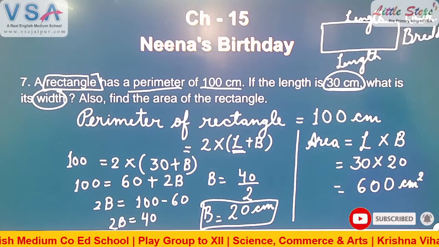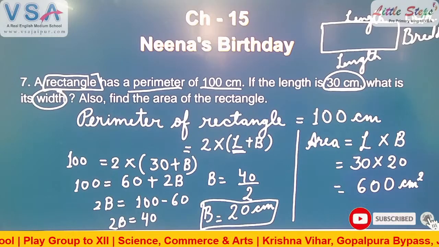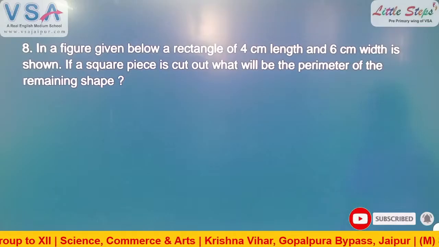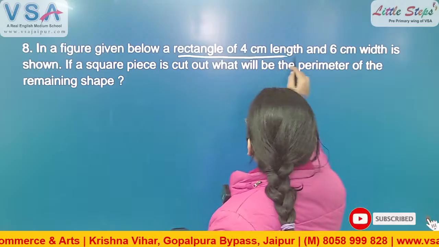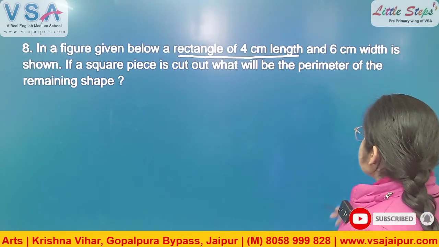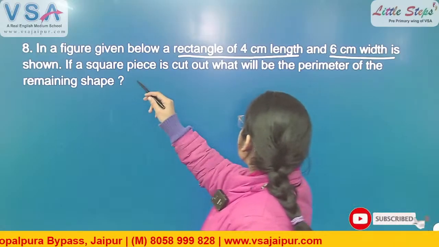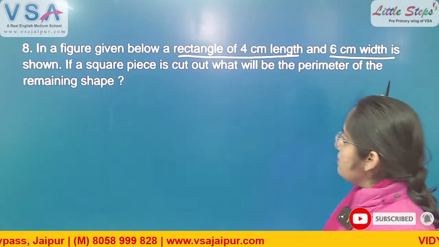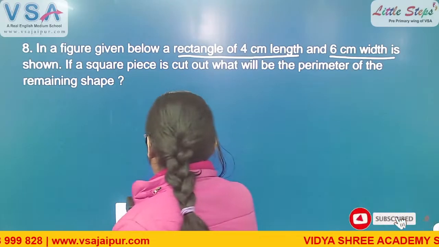Fine. Should I move to the next question? Okay, let's move to the next question. In the figure given below, a rectangle of 4 centimeter length and 6 centimeter width is shown. If a square piece is cut out, what will be the perimeter of the remaining area? So before that, we will draw the figure.